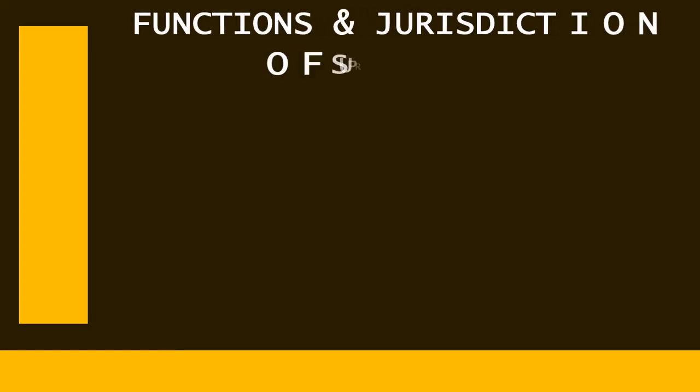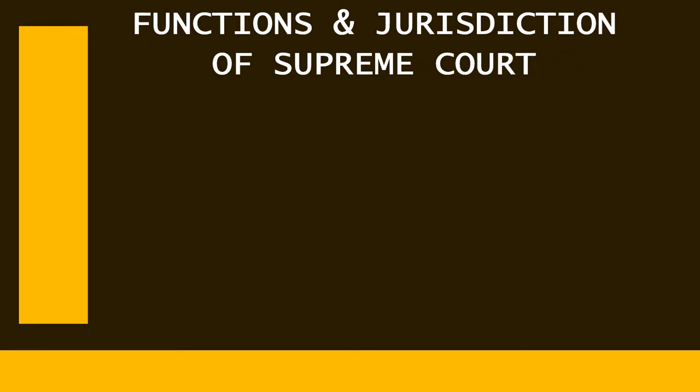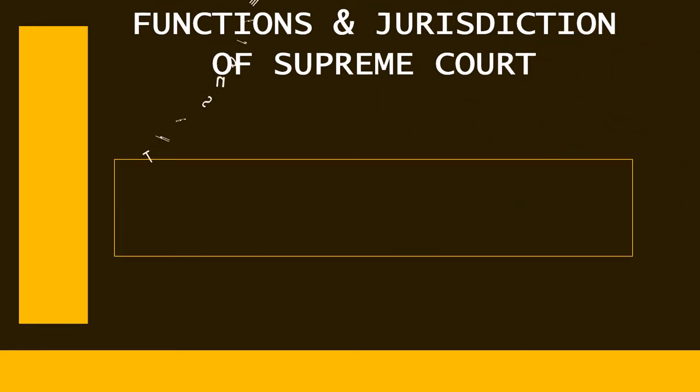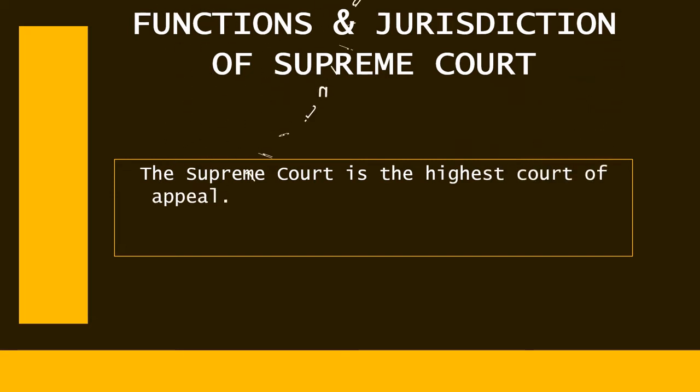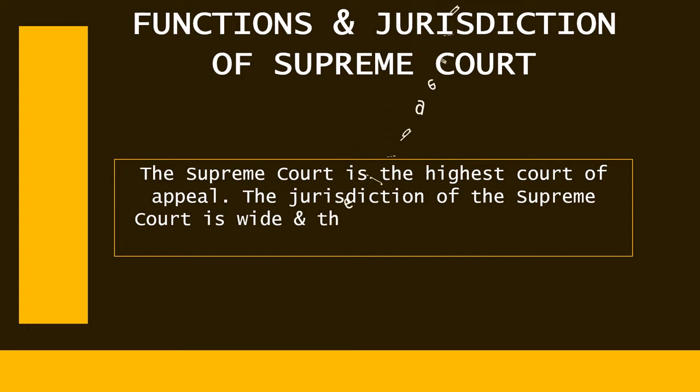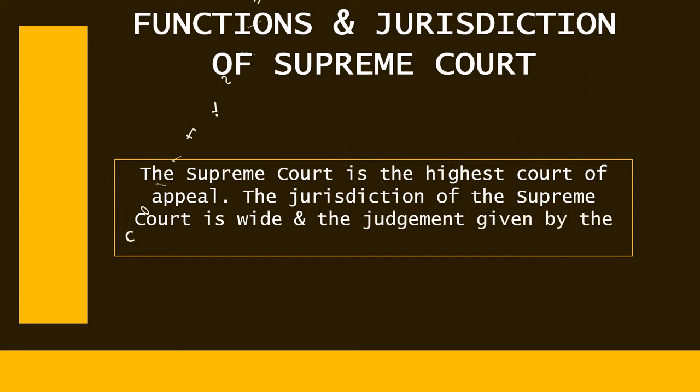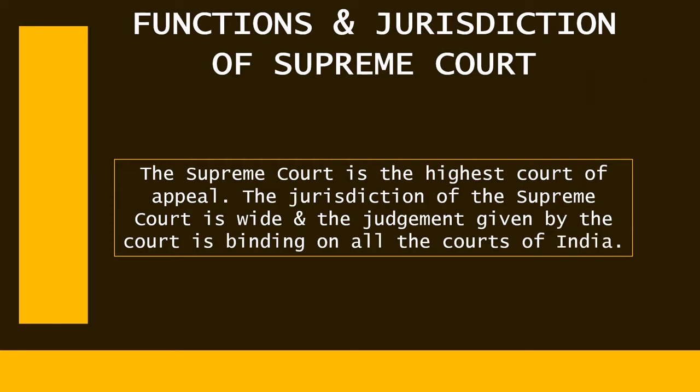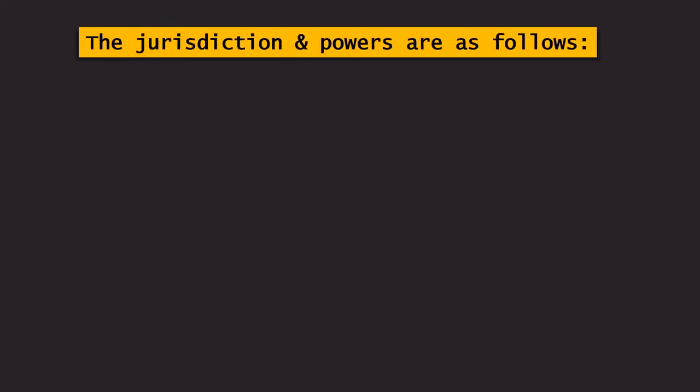Functions and jurisdiction of the Supreme Court. The Supreme Court is the highest court of appeal. The jurisdiction of the Supreme Court is wide, and the judgment given by the court is binding on all the courts of India. The jurisdiction and powers of the Supreme Court are as follows.